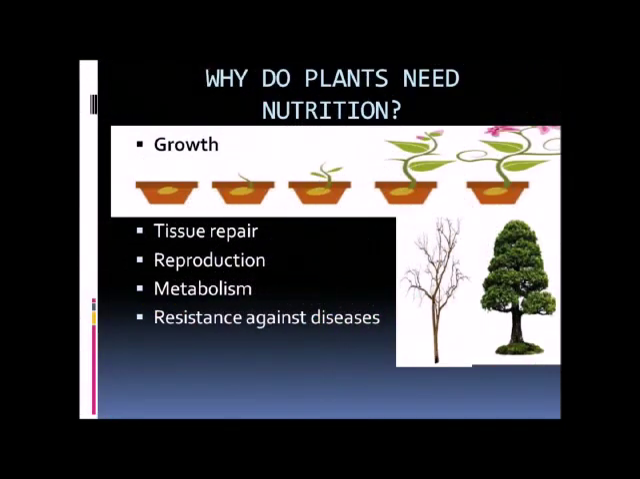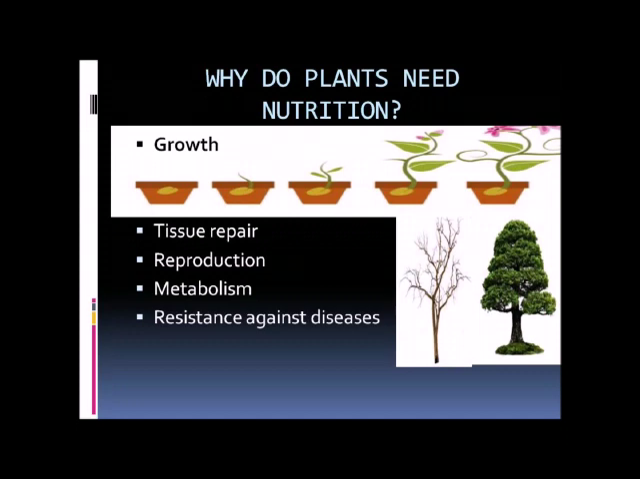Now a question arises, why do plants need nutrition? Plants need nutrition for growth because even plants need to grow. Different organisms need different quantities of different types of nutrients depending upon the life processes that are going on in that organism. Second important thing is tissue repair. Now, plants need nutrition for tissue repair. That is, if any damage happens to any part of the plant, then the plant should have enough energy to self-repair that plant.